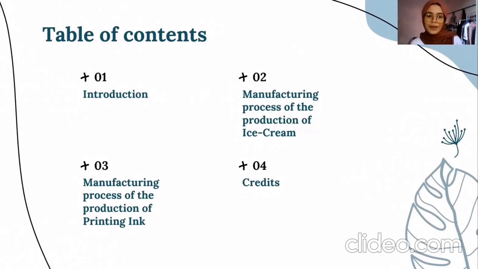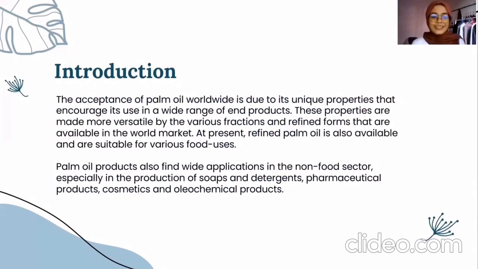So this is our table of content. We include the introduction, the manufacturing process of the production of both ice cream and then printing ink. And lastly, we include the credit. So let's get right into the introduction.